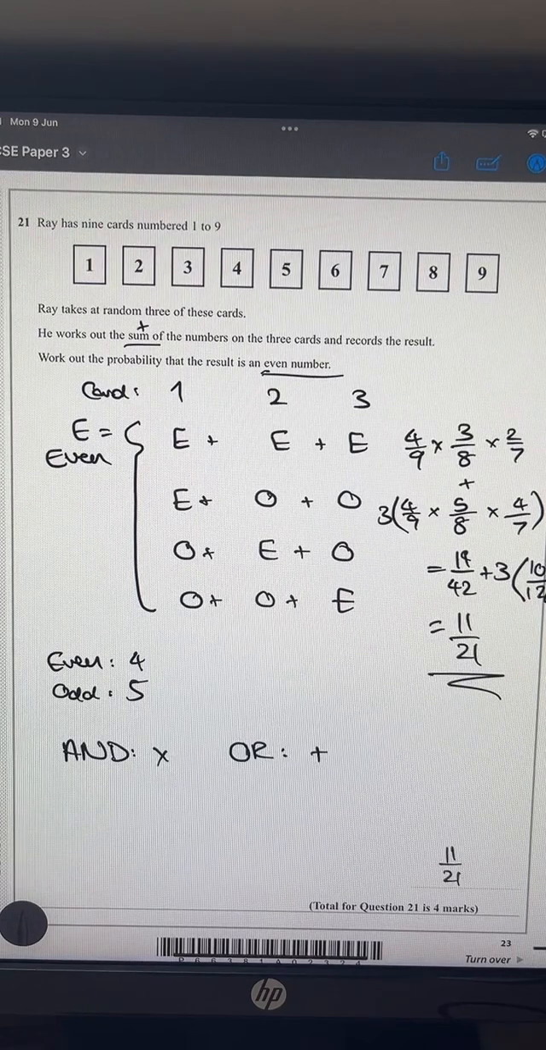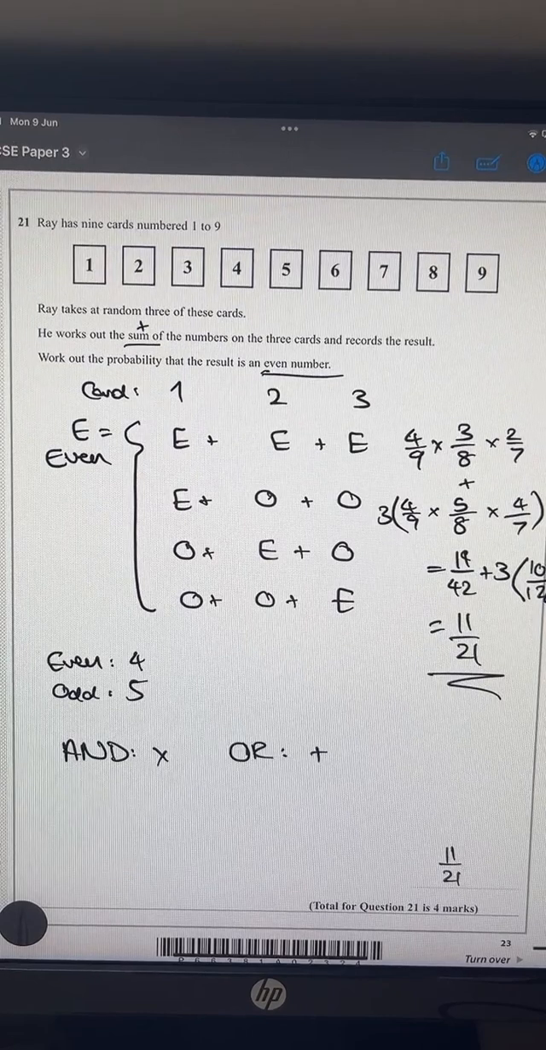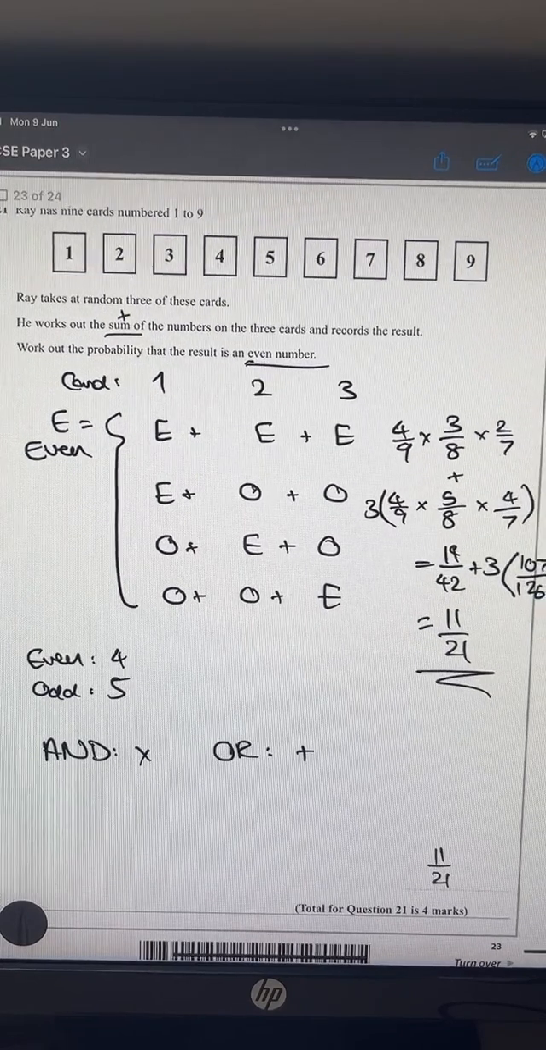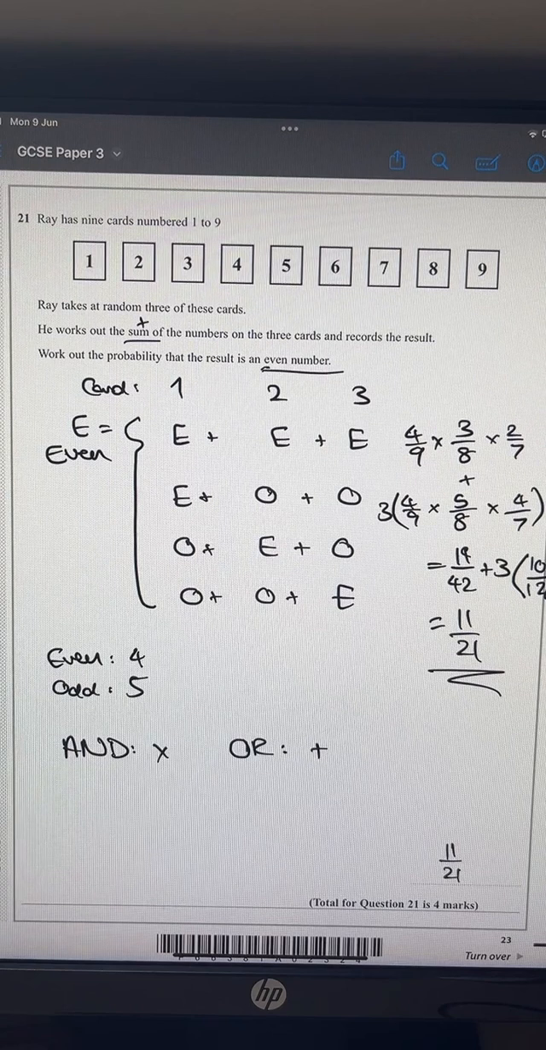That is the probability that Ray selects 3 numbers that sum to make an even answer. Does this question kind of make sense now? Let me just move to the side. There we go. So yeah, make sure you read the question carefully. That's my advice from this question. Read the question carefully. Here, he's finding the sum of these 3 cards.